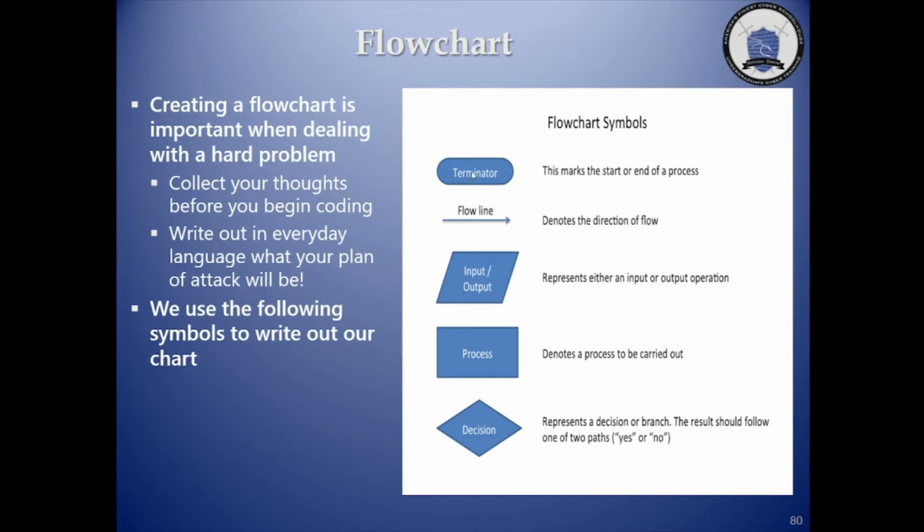So this marks the start of a process right here. We've got this symbol, and we just have lines showing where we're wanting things to go. And then we've got our little symbol here that's going to represent input or output operations. And we just have squares that denote a process to be carried out. And then we have the diamond shape, which represents a decision or a branch.